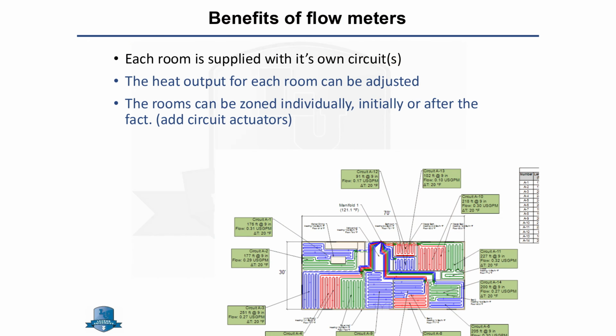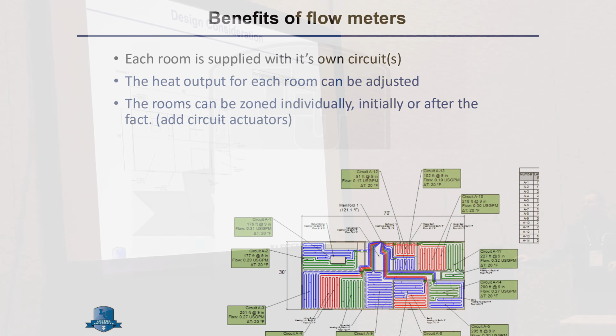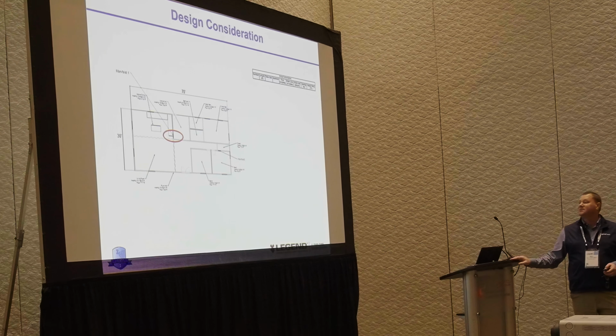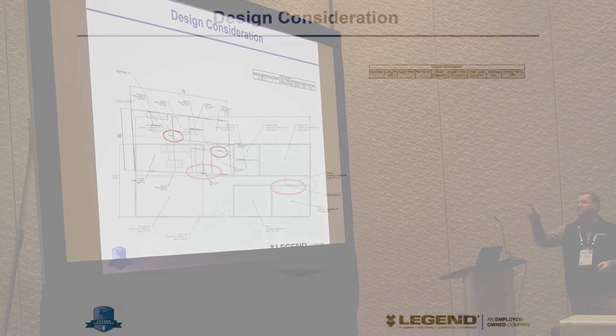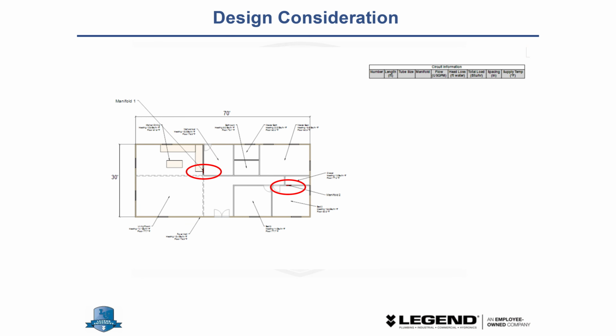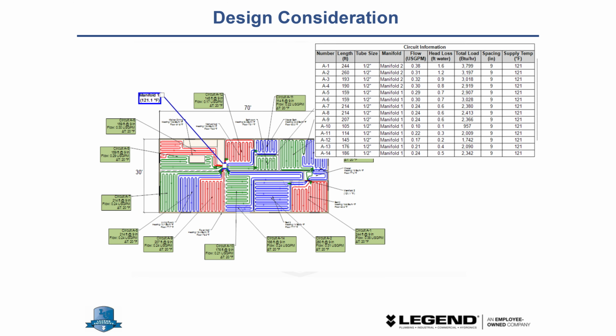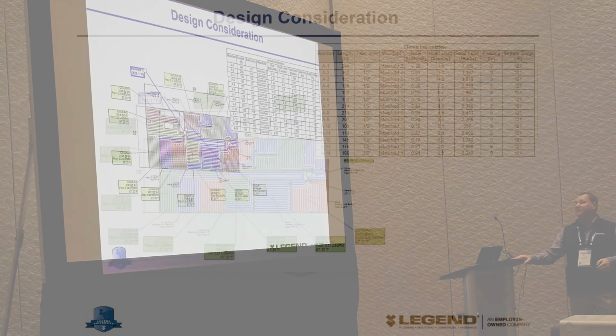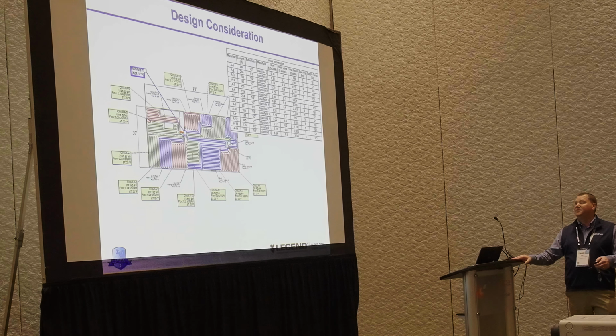If I take a manifold with flow meters on it and put some remotely located manifolds, one in the bedroom area, one in the living spaces, and run that out, now I've got all of these rooms individual, and I can control each room individually. These 3 loops can be a zone. These 2 can be a zone. This foyer area can be a zone. Each bedroom can be a zone. Or I could just make the living spaces one zone off this manifold. Everything off this manifold can be a second zone.